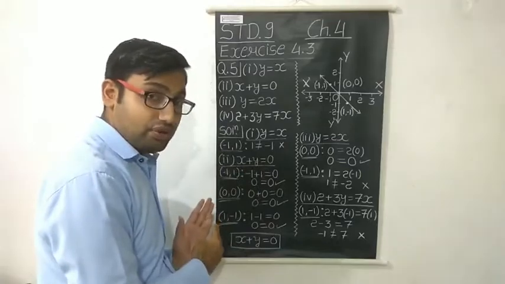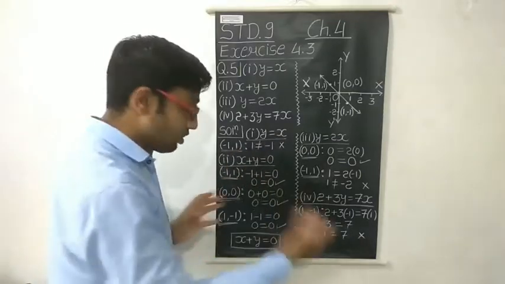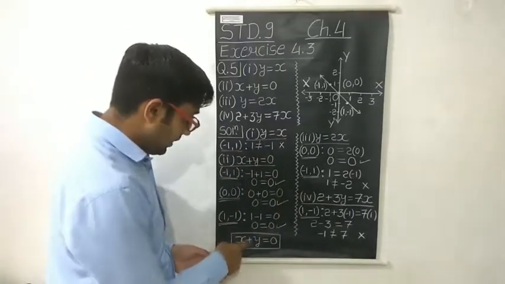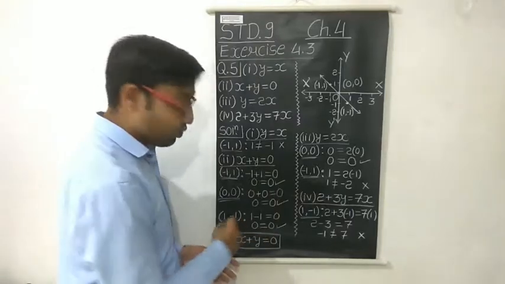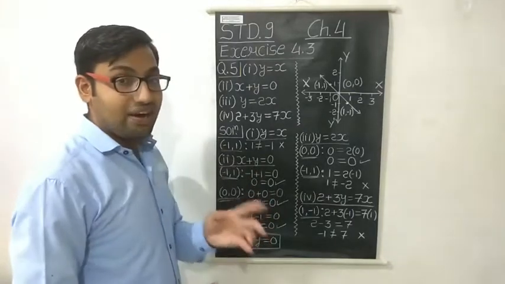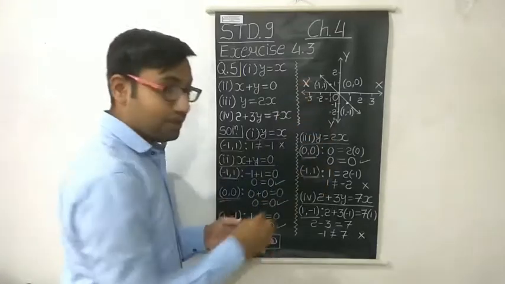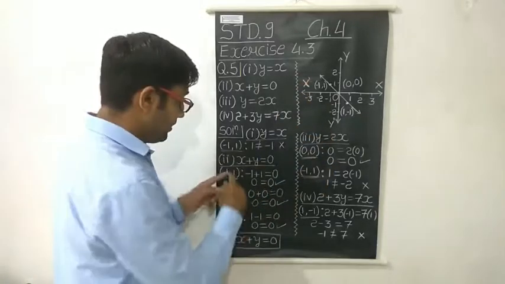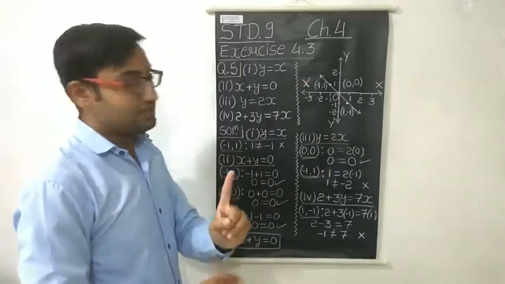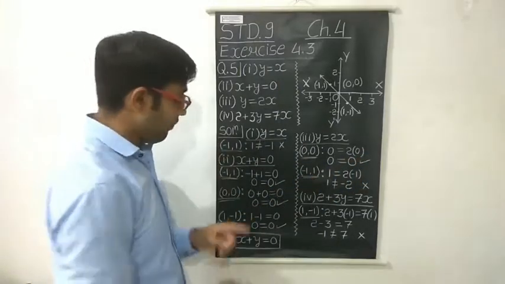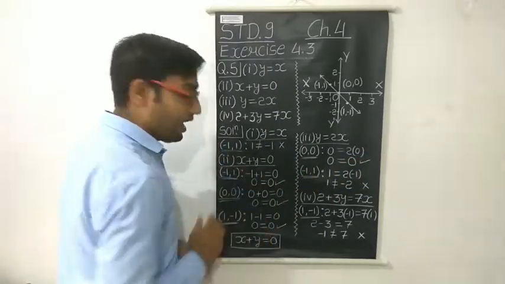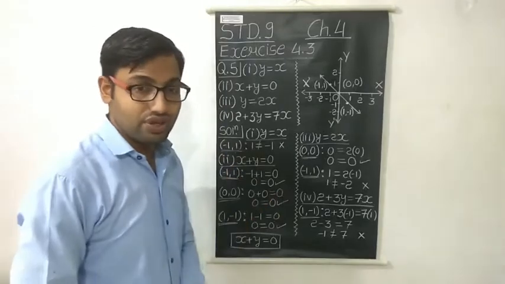Left hand side is equal to 0, right hand side is also 0. Both the values are equal. That is why this point also satisfies this equation. Now we can say that all the 3 points satisfy this equation. That means this graph is of this linear equation x plus y is equal to 0.